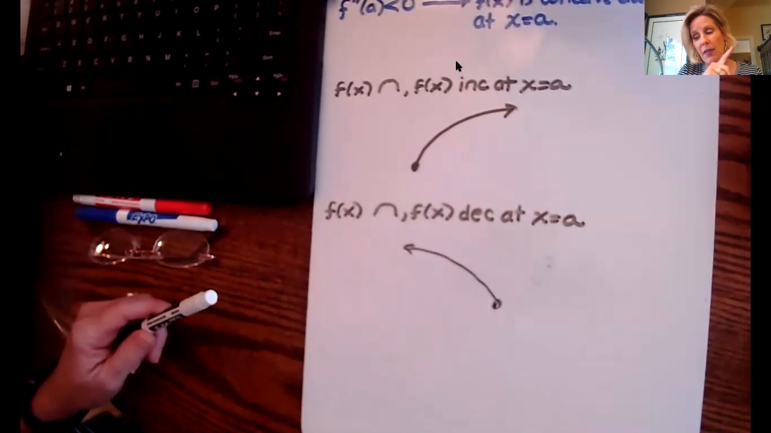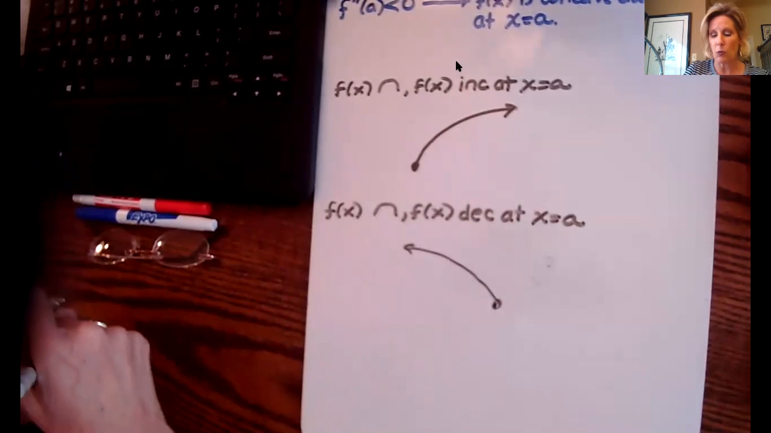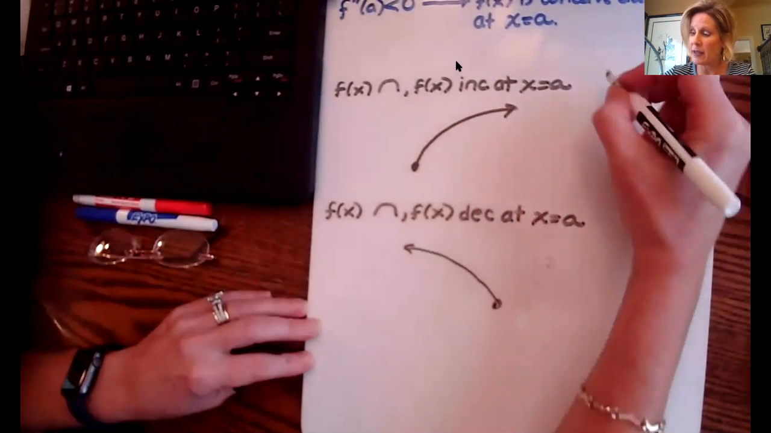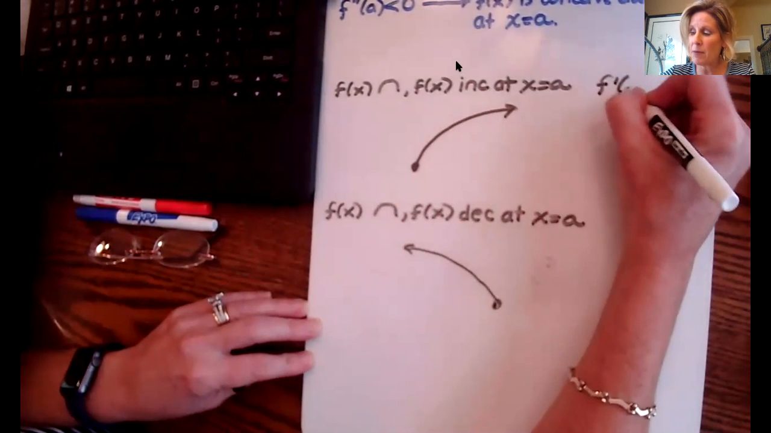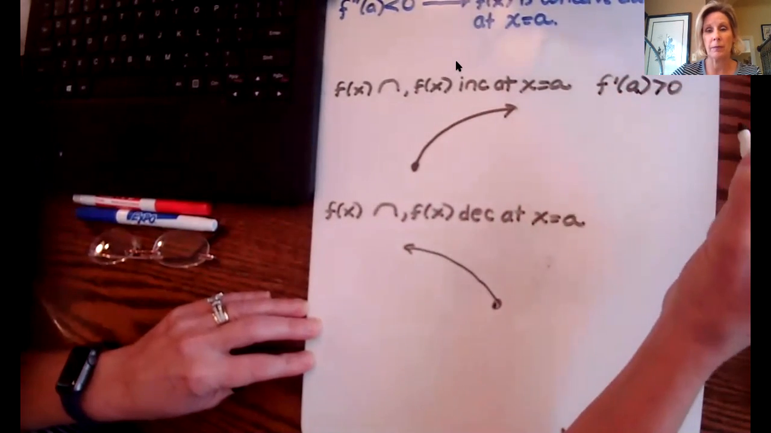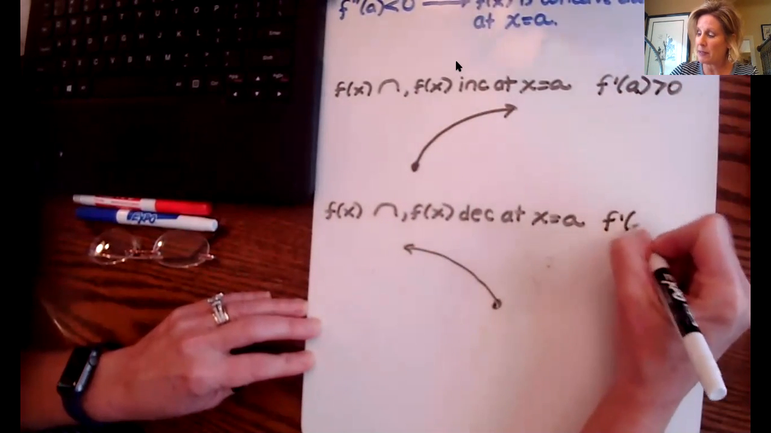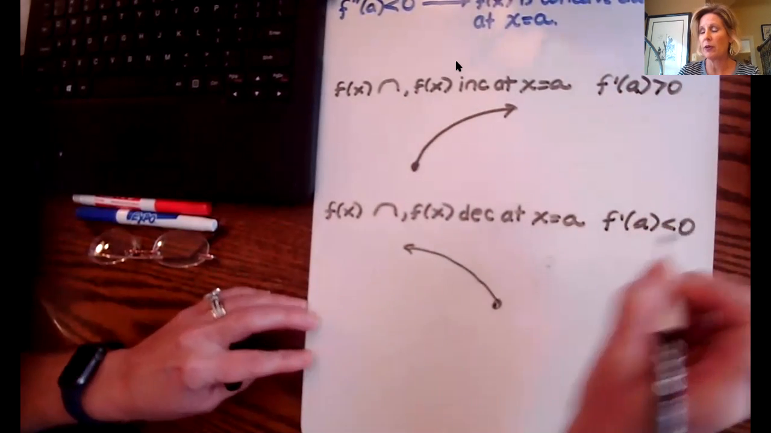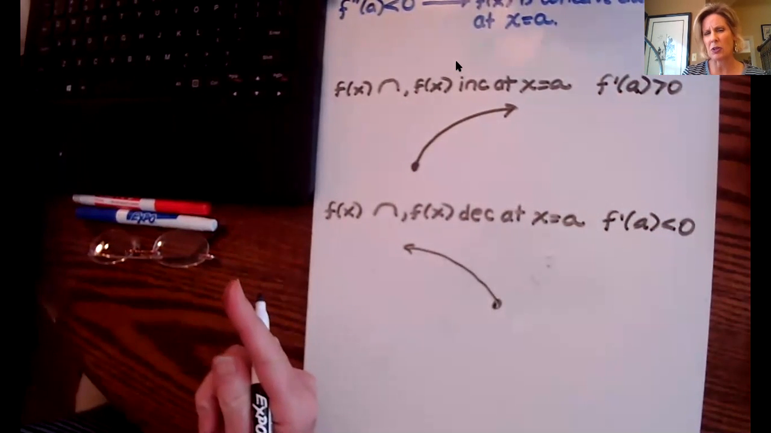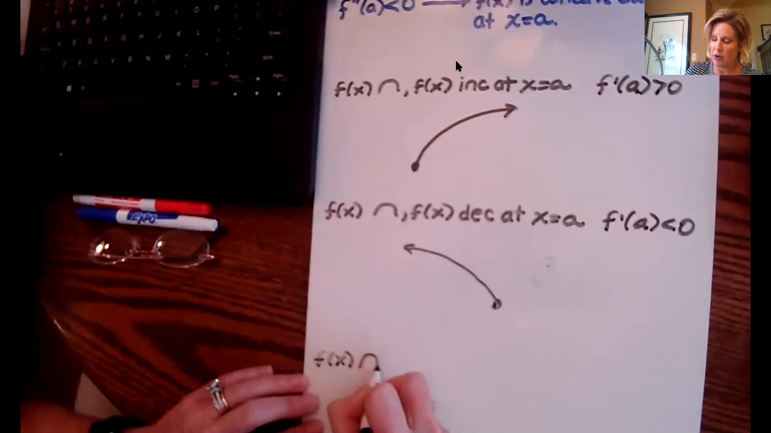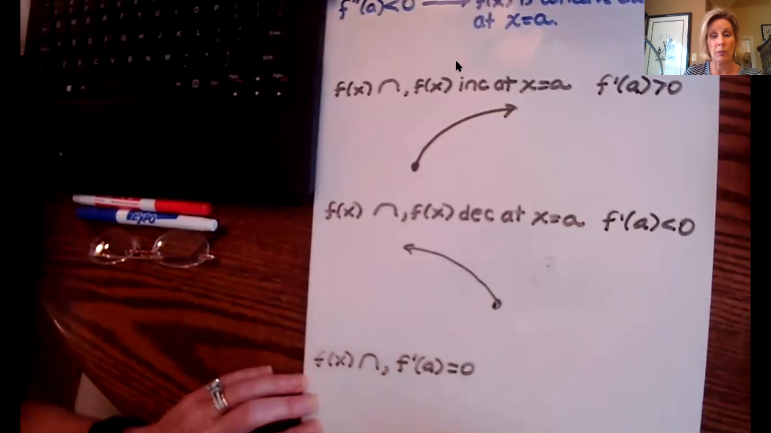All right, some people might think that this is all the cases there are, but let me remind you that if f of x increases at x equals a, that means f prime of a is positive. And if f of x decreases at x equals a, that means f prime of a is negative. Does that make you realize there's got to be a third case? And our third case will be f of x is concave down, but f prime of a equals 0.